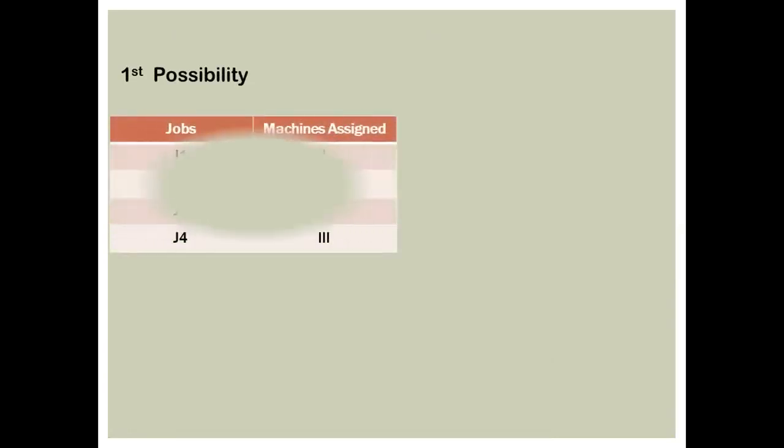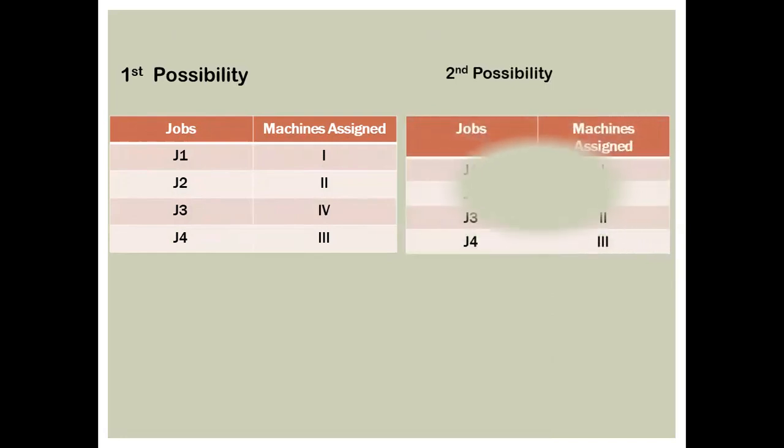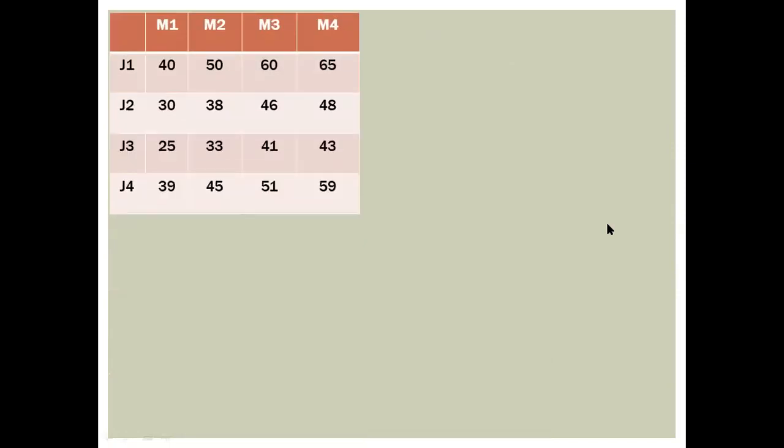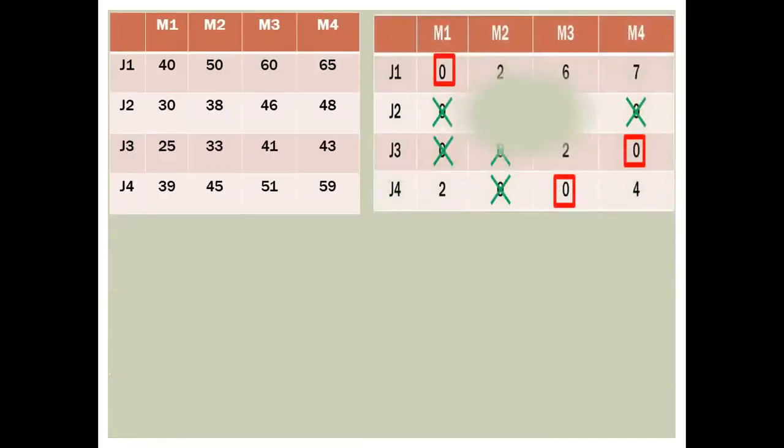So as per first possibility, this is the allocation which you can give. And as per the second possibility, this is the allocation which you can give. The only difference is between J2 and J3, second and fourth, or fourth and second. When I go to the final answer, the answer will be the same. Now the answer I'm showing you all with respect to the first one.